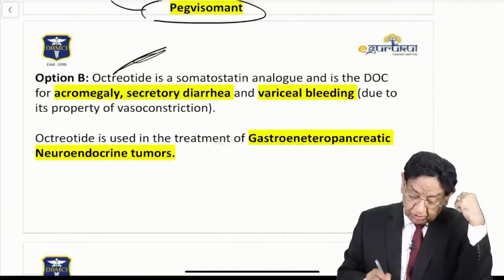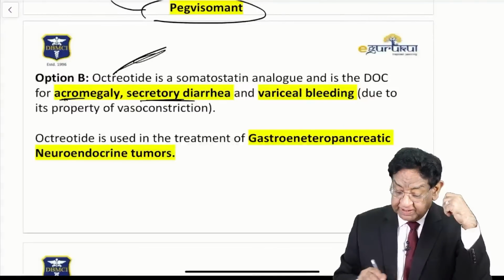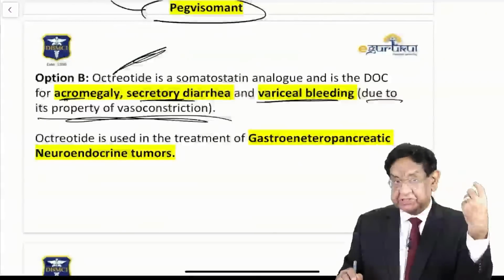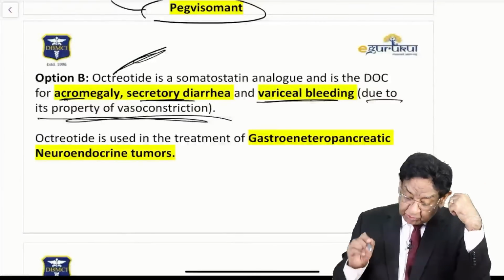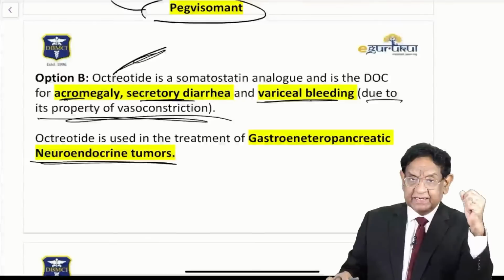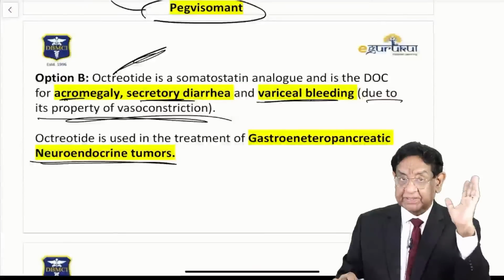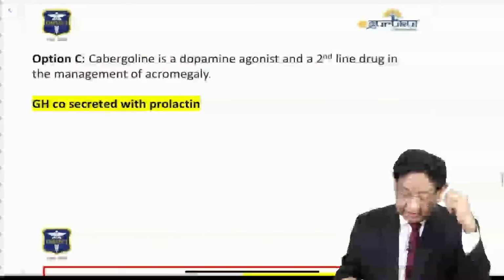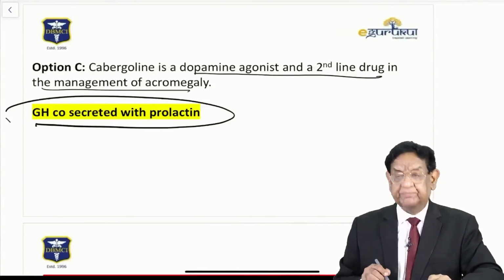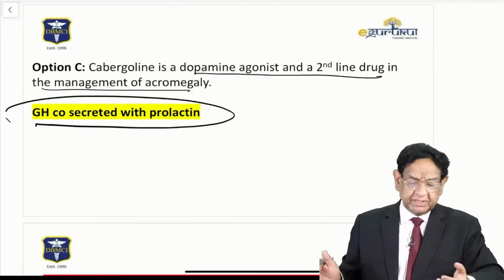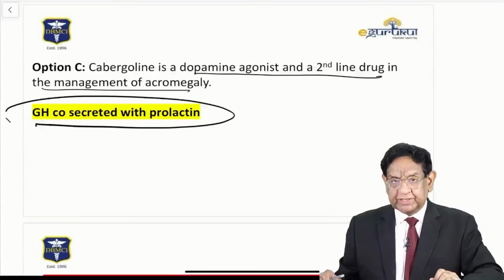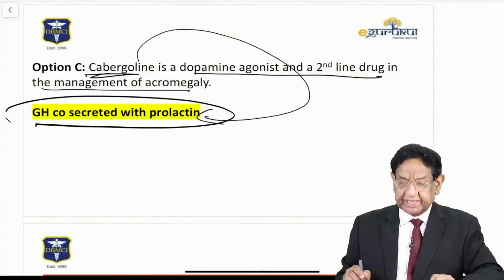So we use it not only for acromegaly, but we use it for secretory diarrhea also. We use it for variceal bleeding also because it has the property of vasoconstriction. It causes splanchnic vasoconstriction, so it reduces the bleeding from varices. It is also used in neuroendocrine tumors. So you can see, in fact, there are a large number of more uses also. Again, time constraint is there, so that's why I touched upon only a few of them. But there are many more uses. That's why I say, don't forget octreotide. Cabergoline is a dopamine agonist, second-line drug for management of acromegaly because growth hormone is co-secreted with prolactin. Or you can say prolactin is co-secreted with growth hormone, both come together. That's why in case of acromegaly, galactorrhea is there. So we want to take care of that, we have to give cabergoline. It is done mainly to take care of dopamine.